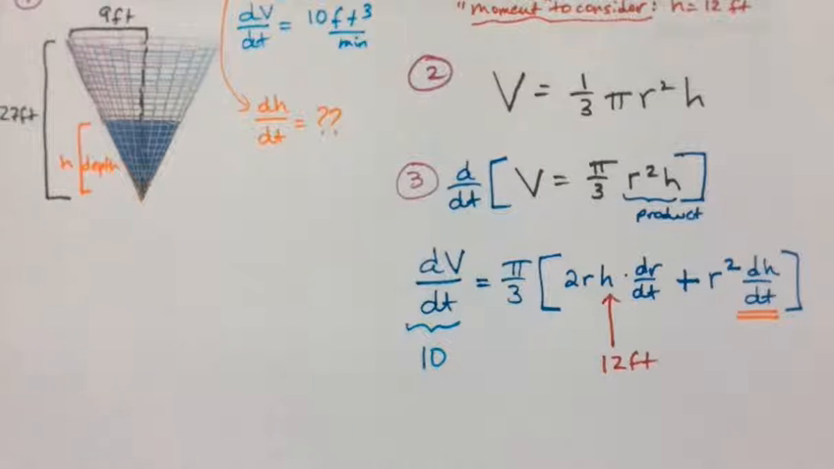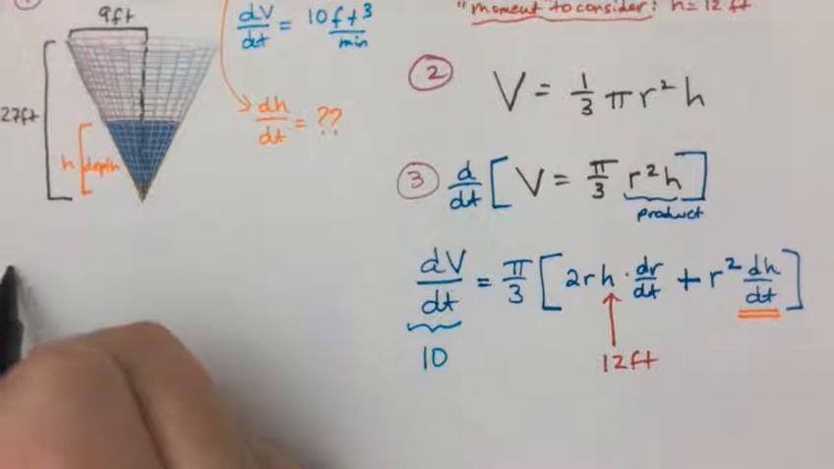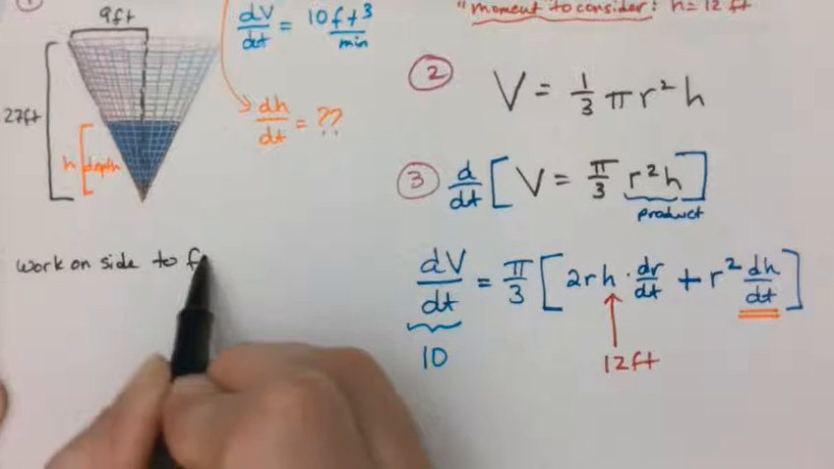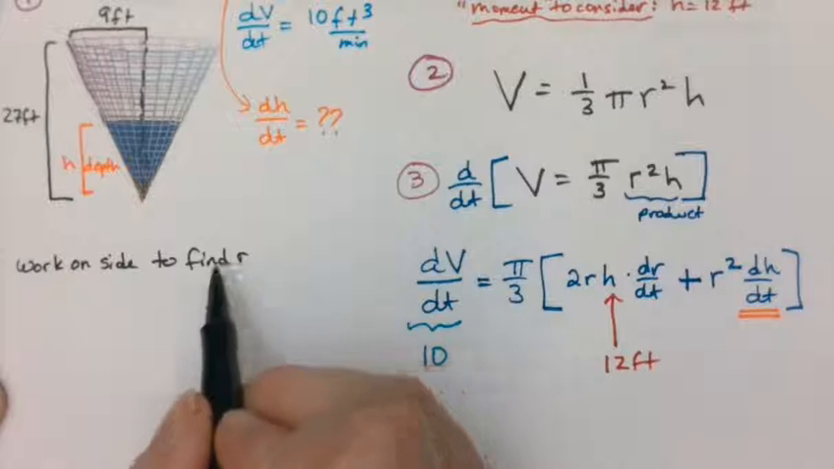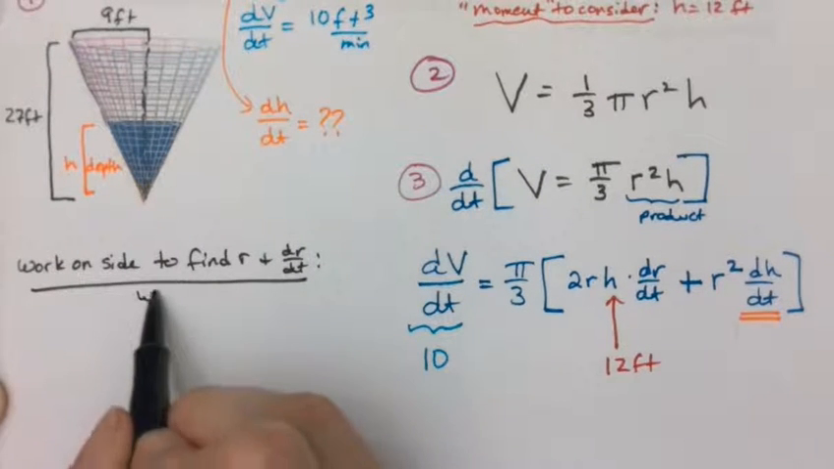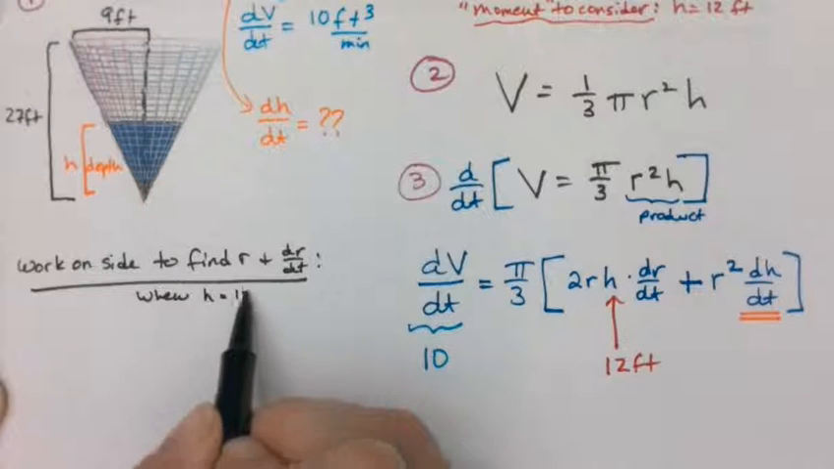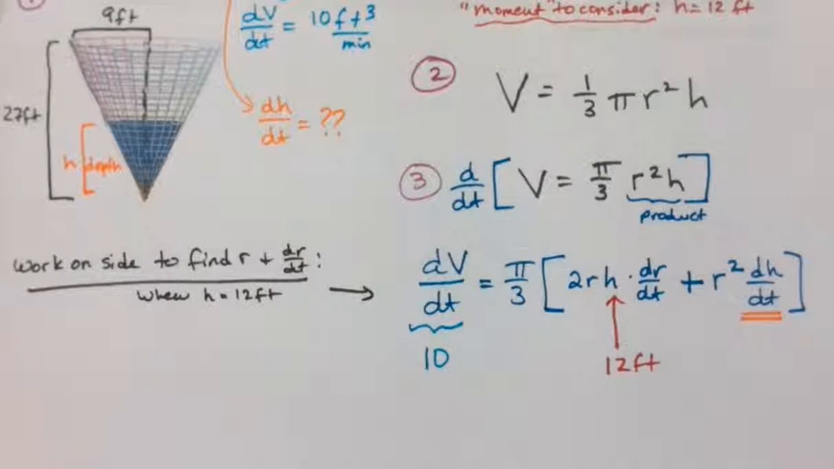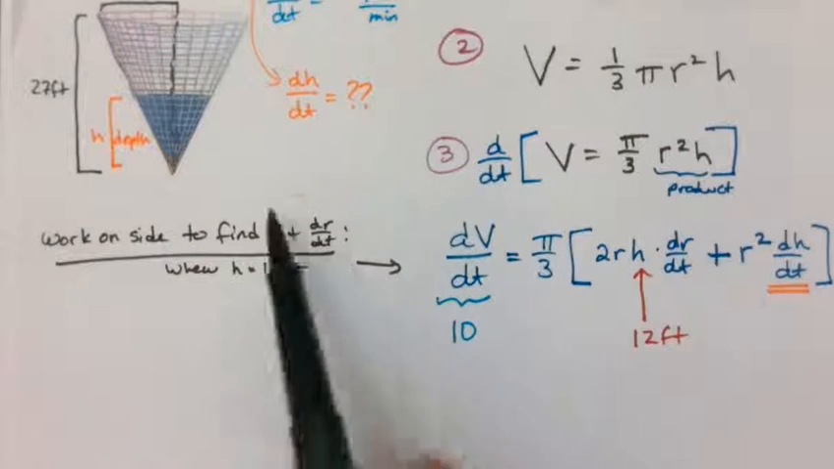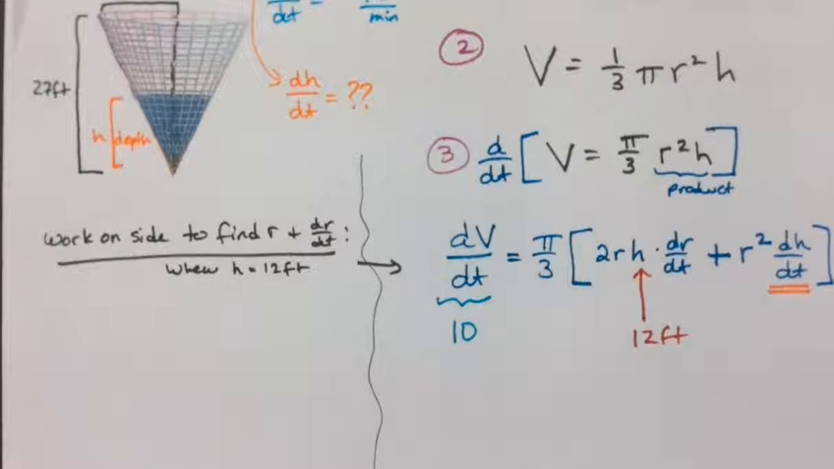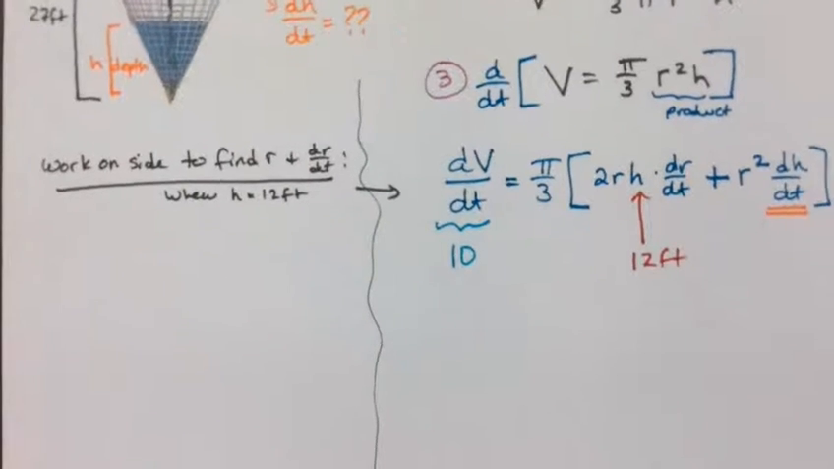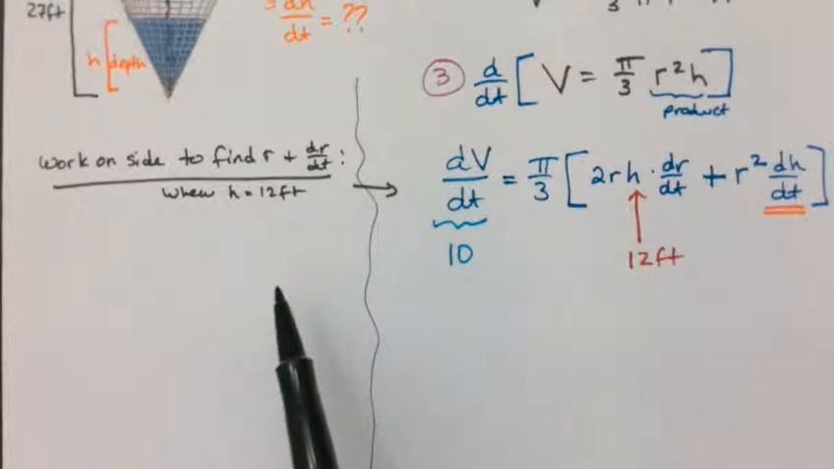All right, well, that's when we go back to the drawing board and we work on the side to find r and dr/dt when h equals 12 feet. Right? That's what we're trying to do. We're trying to find more values we can substitute. So we're going to have to go do this out here on the left-hand side. So the paper's really kind of separated. So we're doing the problem over here on the right, but we're using the piece of paper over here on the left to figure out the pieces that we need.